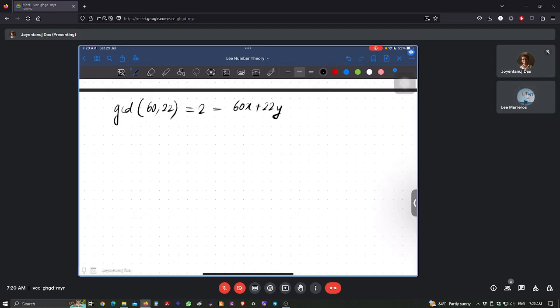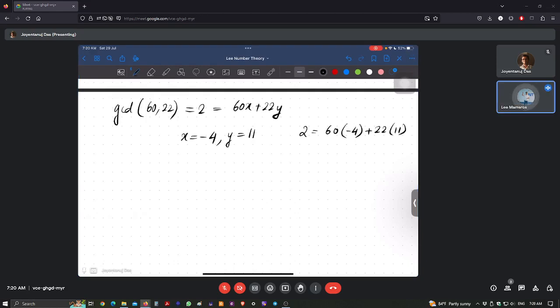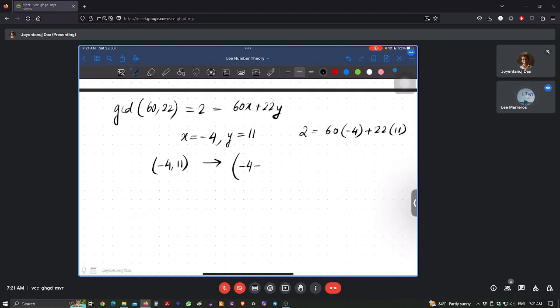So one can check that if x equals minus 4 and y equals 11, which you actually get from the Euclidean algorithm, this is a solution to the equation. So 2 equals 60 times minus 4 plus 22 times 11. That is one solution. So minus 4 comma 11 is one solution, and the general solution will be minus 4 plus 11k and 11 minus 30k.